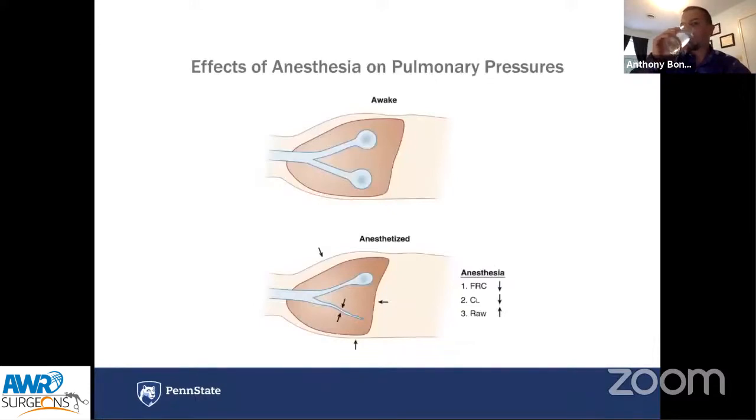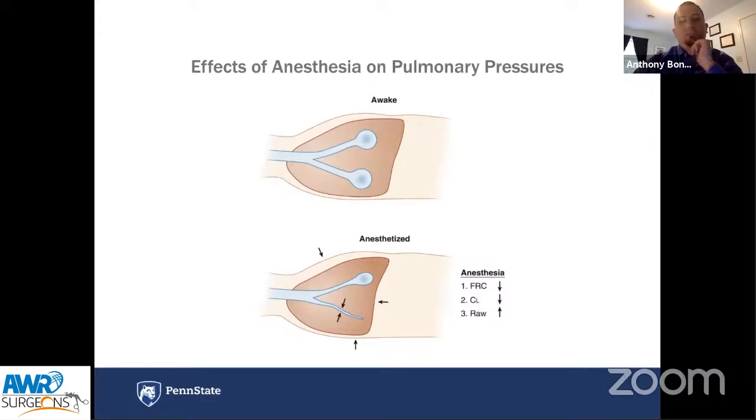So now I'm going to talk a little bit about the effect of anesthesia and surgery on pulmonary pressures. And the biggest effect of anesthesia is a drop in the functional residual capacity, which, as we mentioned, is the point of the greatest lung compliance. And the reason for this is manifold, but basically involves loss of muscle tone.